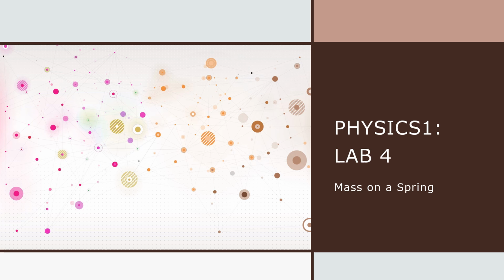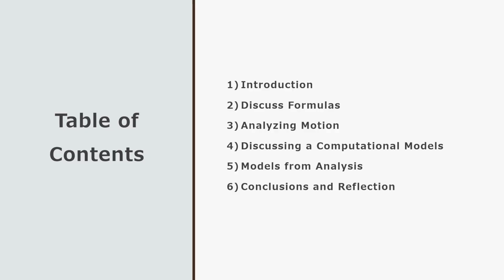My name is Joshua Reuter, and this is my Physics 1 Lab 4, where we'll be observing the oscillating mass on a spring and its motion and energy related with it. Yeah, and the key points involved with this lab.